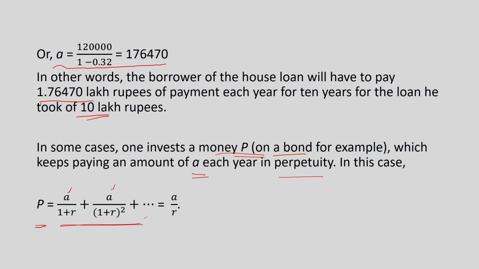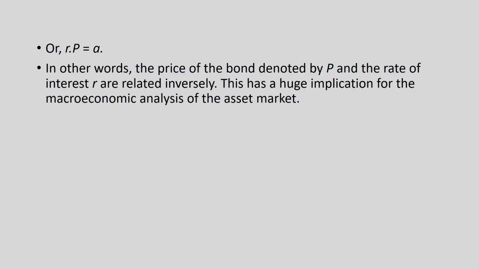So, these two sides must be equal, otherwise someone is making a loss, and if this infinite series is summed up, you are going to get just small a divided by r, where a is the payment each year and r is the rate of interest. So, capital P, which is the price of the bond, is equal to a divided by r. In other words, if I multiply both sides by r, I get r multiplied by P is equal to small a.